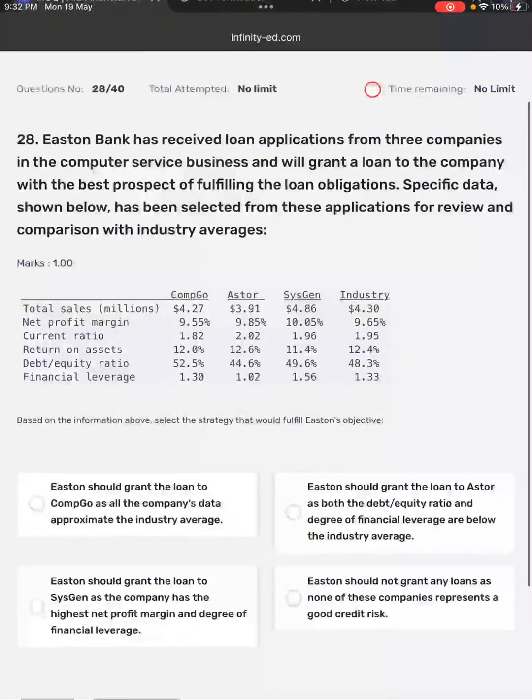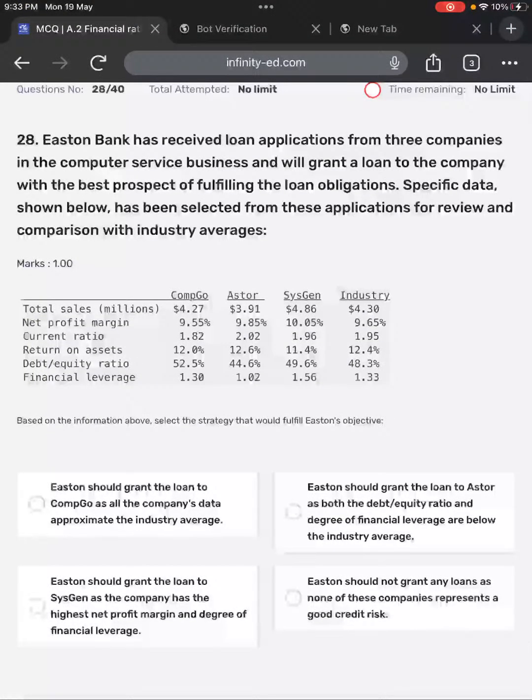There are 4 companies given, I think, right? Sales given: Comgo, Astor, Saizen, and Industry. Total sales given in million. Net profit margin also given. Current ratio given. Return on asset given. Debt to equity ratio also given. Financial leverage also given. Okay. Based on the information above, select the strategy that would fulfill the objective. What is the question exactly saying?